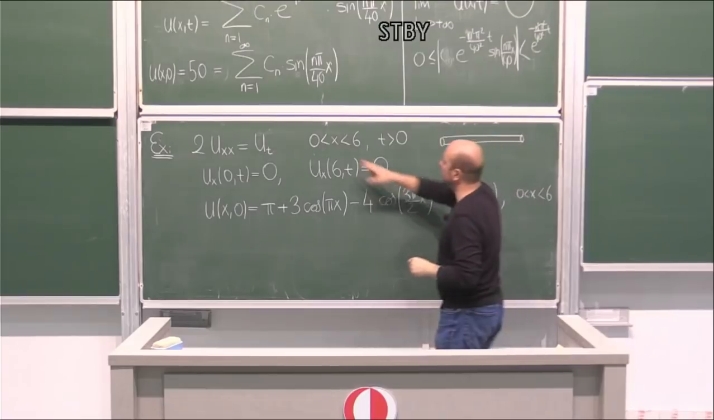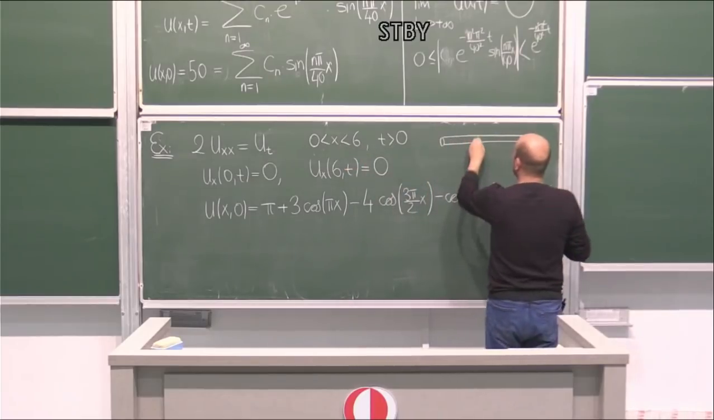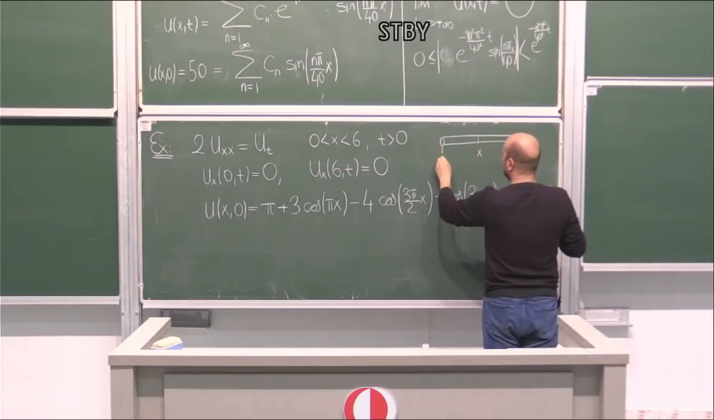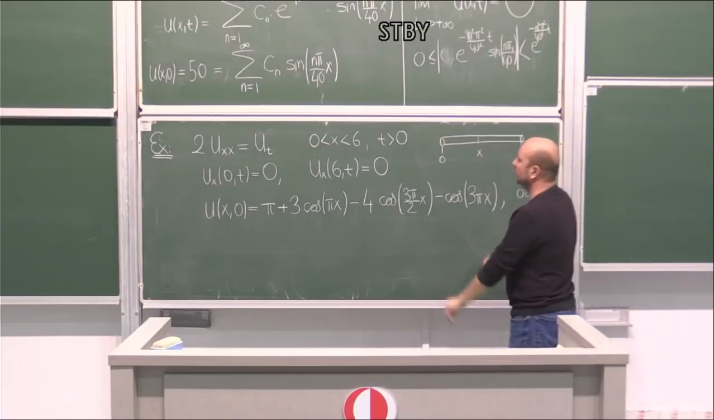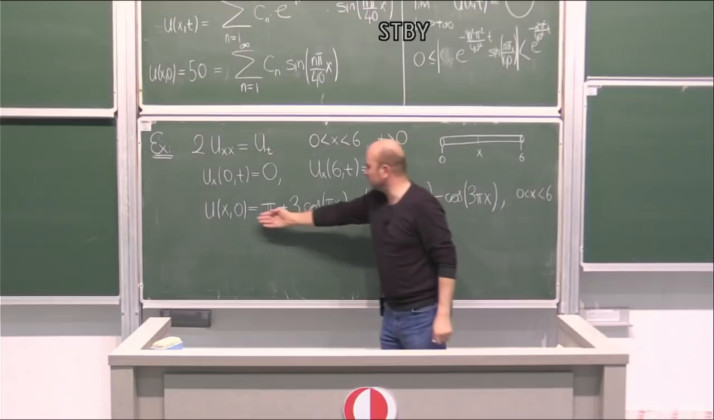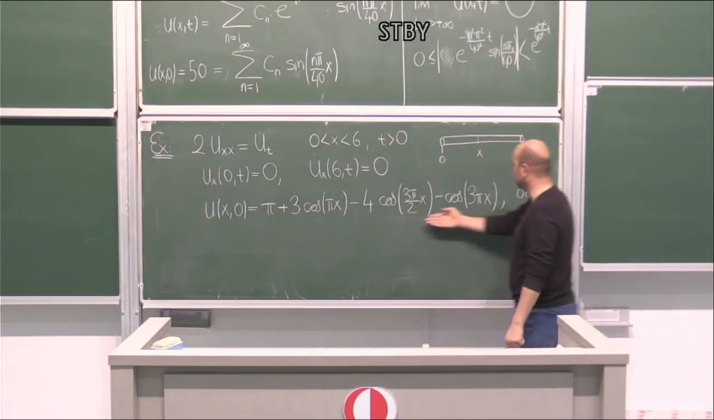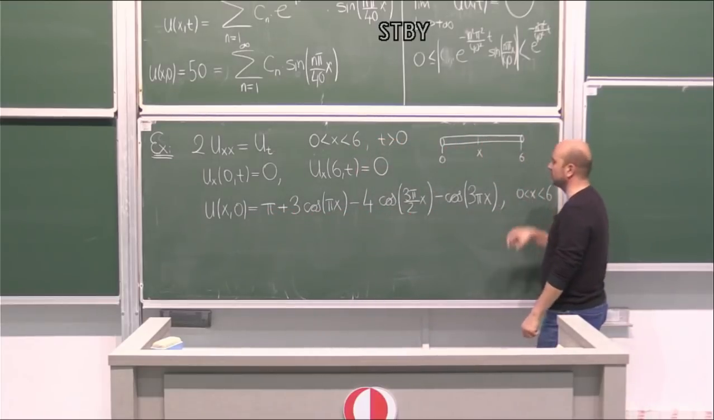But this has now length 6. So now here we have x. This is the position 0. This is the position 6. So it says that initially the temperature distribution is given by this function between 0 and 6.